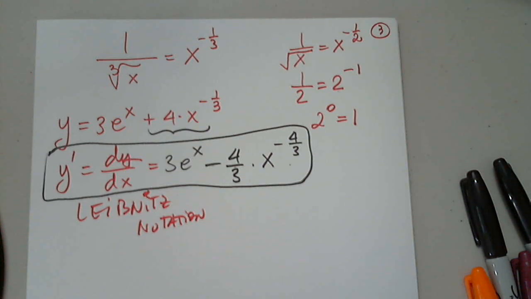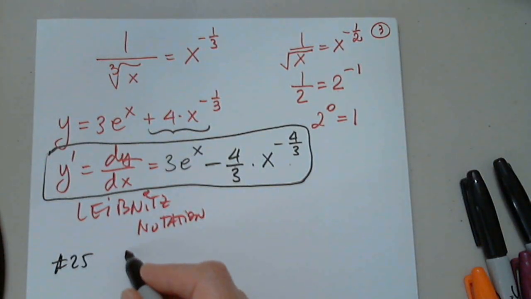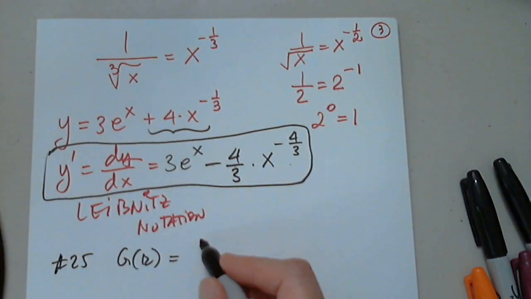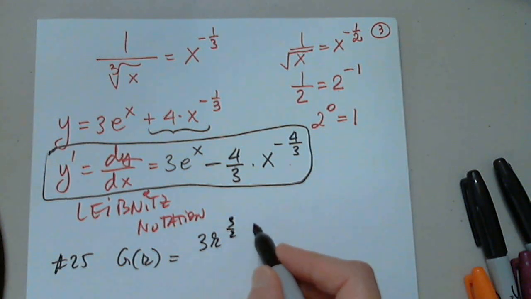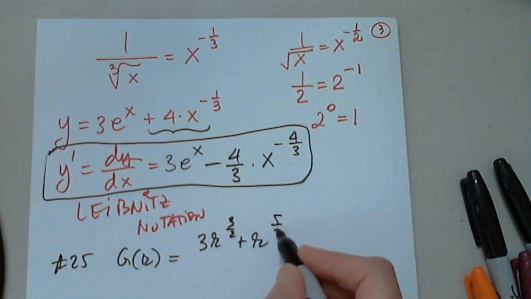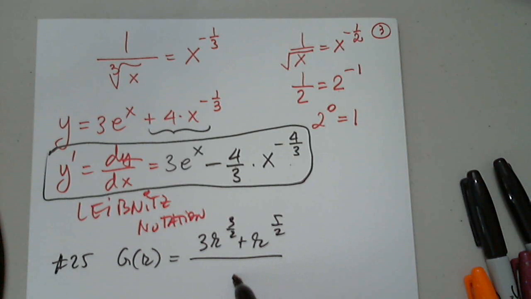Do you want me to choose? If you want me to choose, I will choose 29. If you want to choose, you choose what you want. But we have to choose. Which one? 25. Very good. Let's take a look at 25. Good pick. G of r equals 3r to 3 halves plus r to 5 halves, divided by r.